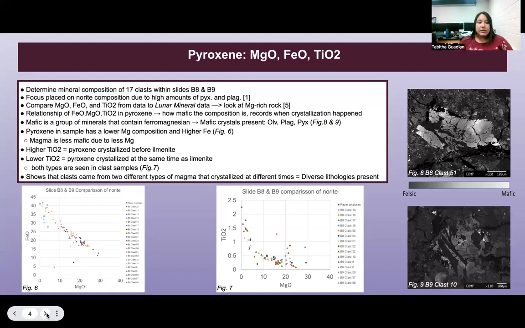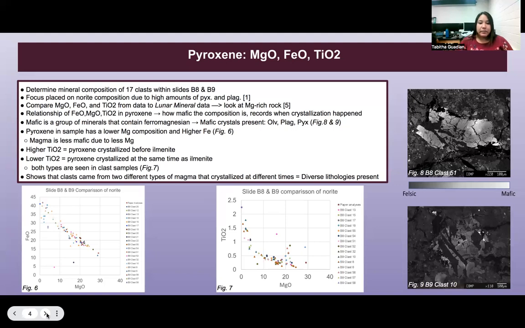So after looking at these and identifying it as norite and focusing on the pyroxene aspect of this composition, we've seen that the pyroxene in our sample has a lower magnesium composition and a higher iron oxide composition, as we can see in figure 6. And what this tells us is that the magma is just less mafic due to less magnesium being present.